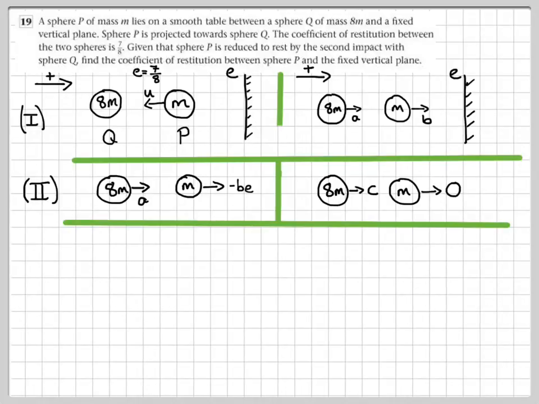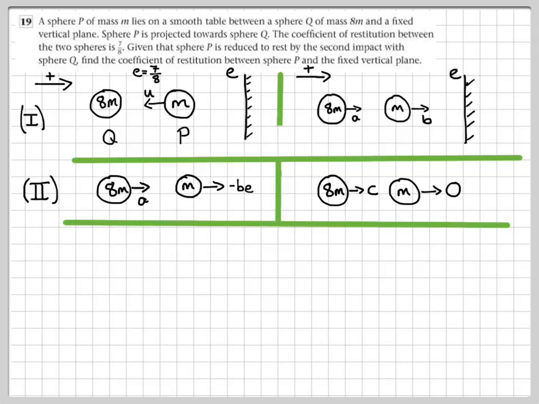Exercise 4F, question 19. Again, do read through the text a couple of times before attempting this problem. I've worked ahead a little and I've drawn down the diagrams that explain the entire question. You'll notice I've chosen a positive direction. I've got my mass Q, which has a mass of 8m, which is stationary to begin with.